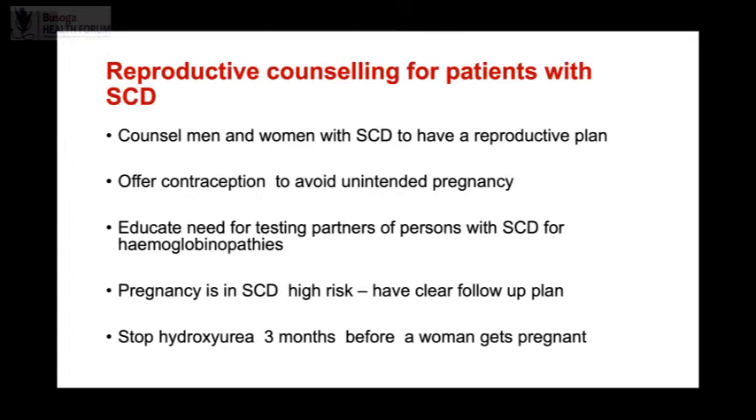Offer contraception for those who are sexually active. This is a topic you must address to avoid unintended pregnancy. Pregnancy is very high risk in sickle cell disease. It is associated with mortality for the mother, but also very poor outcomes for the children. So tell them that. But if you have a good follow-up plan, actually you can have a healthy baby.